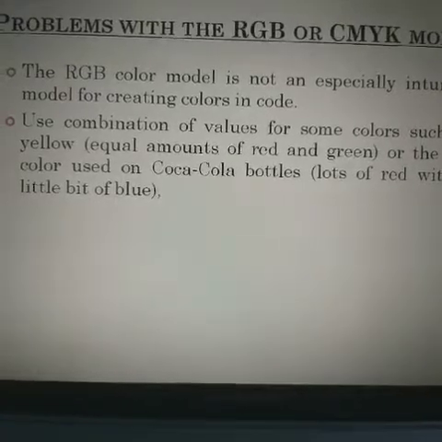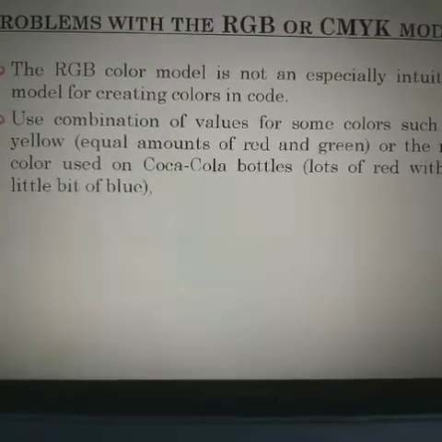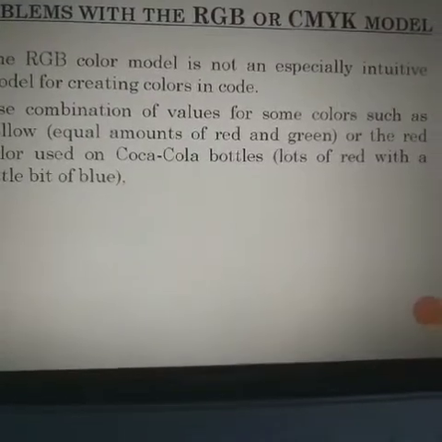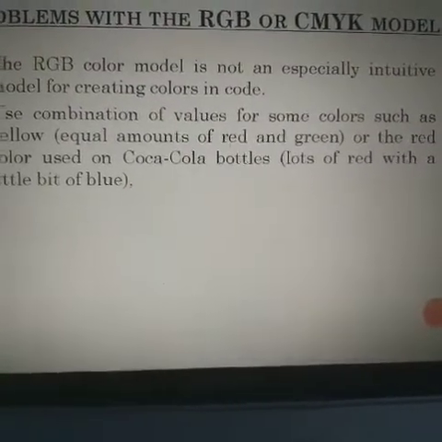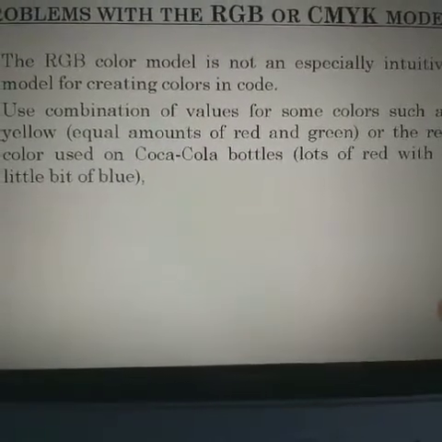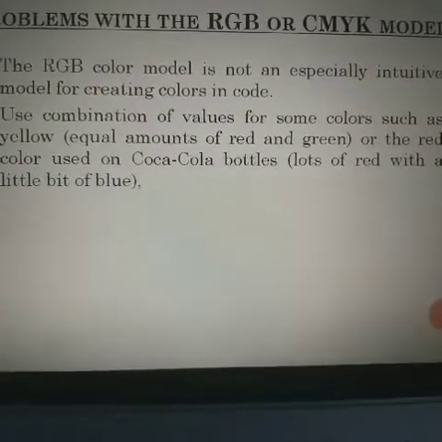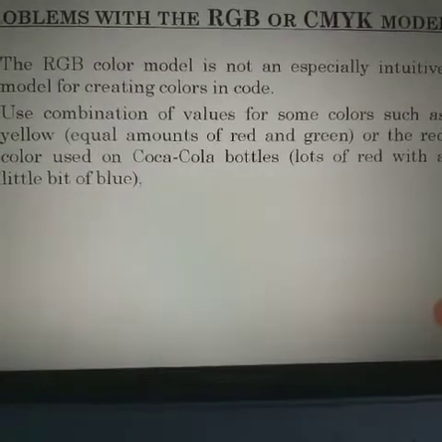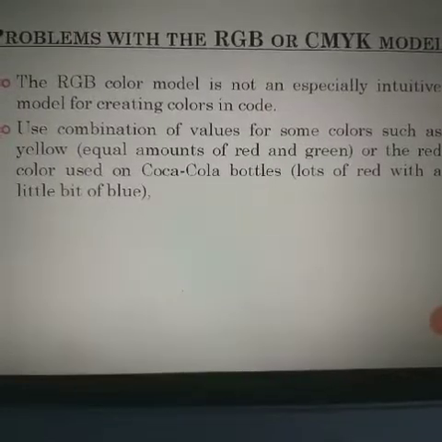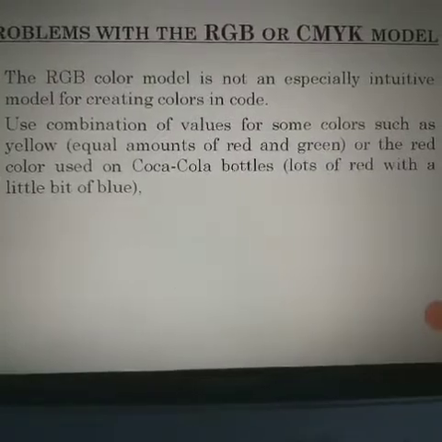So in this video we discuss the problems that arise from the standard color models like RGB and CMYK. The RGB, that is the red, green, blue color model, is not an especially intuitive model for creating colors in code. For this purpose we use combinations of different values of some colors. To get the yellow color we add equal quantities of red and green, and to get other colors, like the red used on Coca-Cola bottles, lots of red with a little bit of blue.